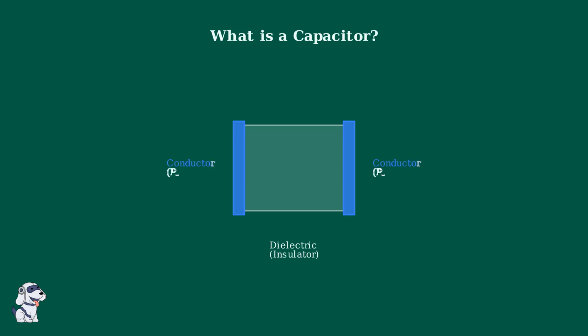The two blue rectangles represent the conducting plates, and the space between them contains the dielectric material that prevents current from flowing directly between the plates. When voltage is applied, positive charges accumulate on one plate while negative charges accumulate on the other. This creates an electric field between the plates, shown by these yellow arrows pointing from positive to negative.